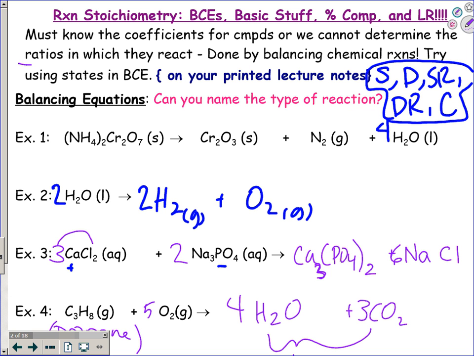Also, it gives us a comparison or a ratio, which we call the mole ratio, which would say, okay, for every 2 waters, I can make 1 oxygen molecule. For every 3 calcium chlorides, I can make 1 calcium phosphate. So that's the ratio we'll then be using in our reaction stoichiometry. Does that ring a bell? Shake your heads or something? Okay.